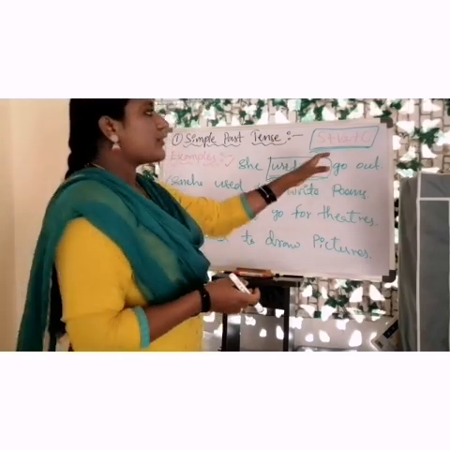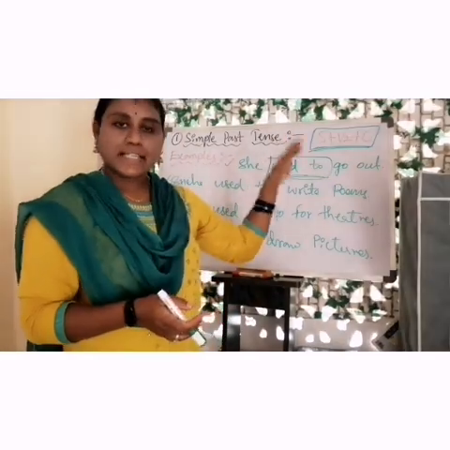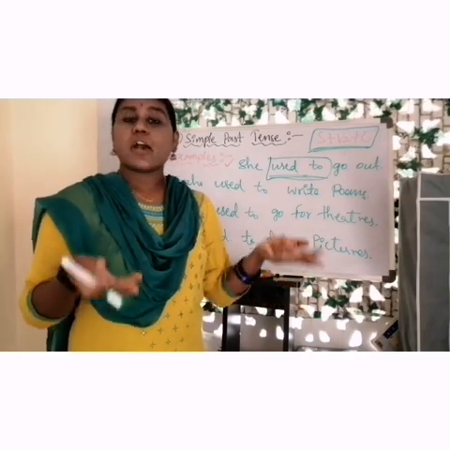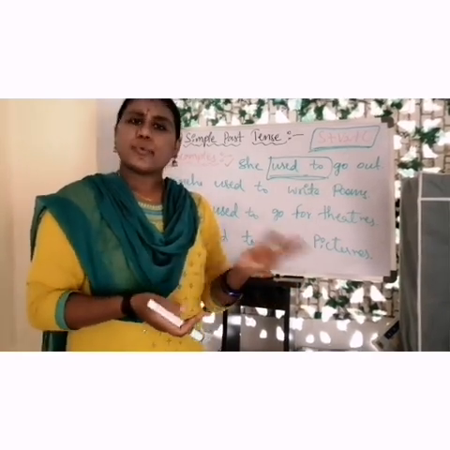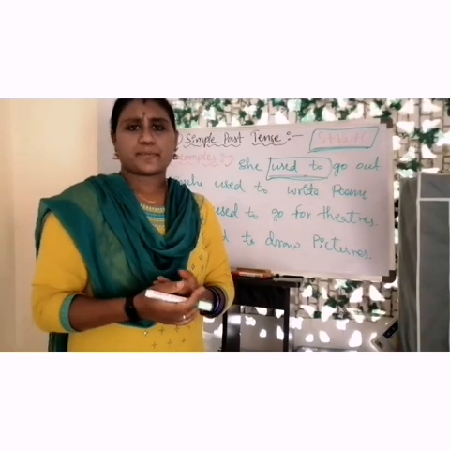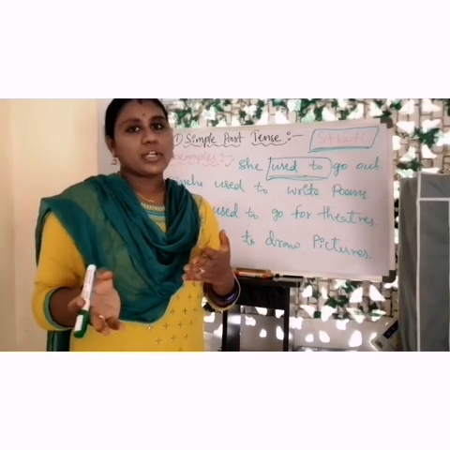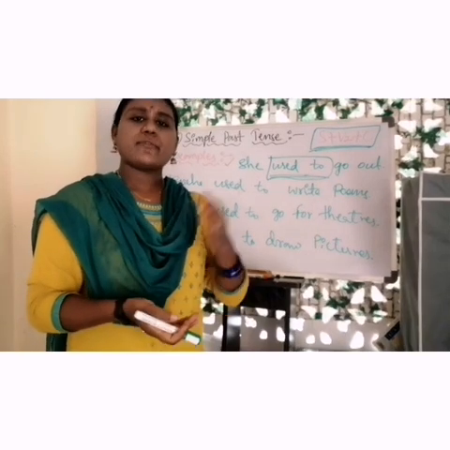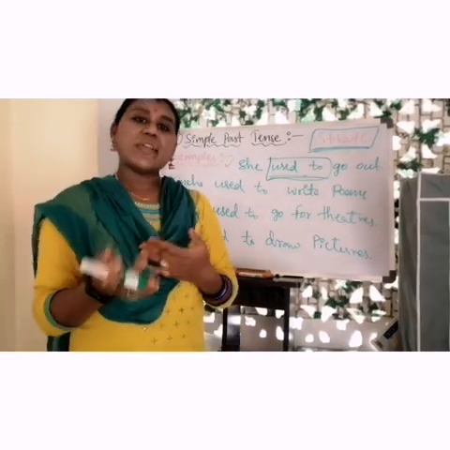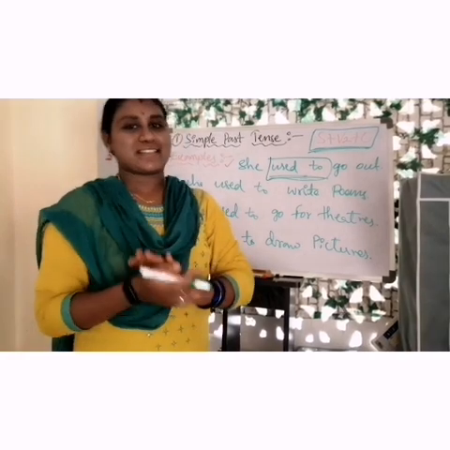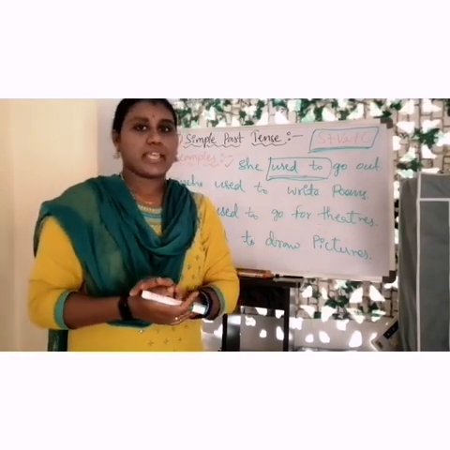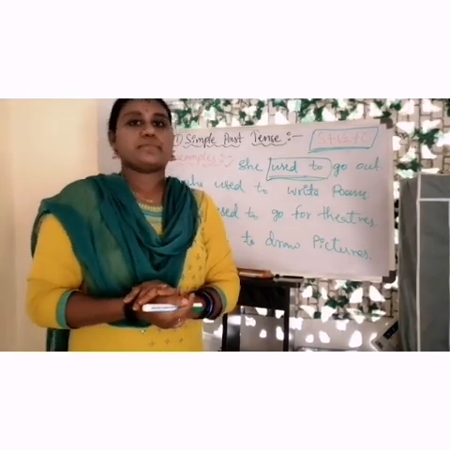But here we use V2, the second form of the base verb. Of course, we all know that we have four kinds of verb forms: V1, V2, V3, V4. So we always use V1 in simple present, V2 in past actions, V3 in all perfect tenses, and V4 in all continuous. Okay, it's clear for everyone, I know.